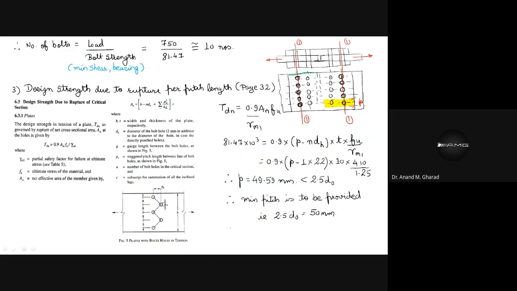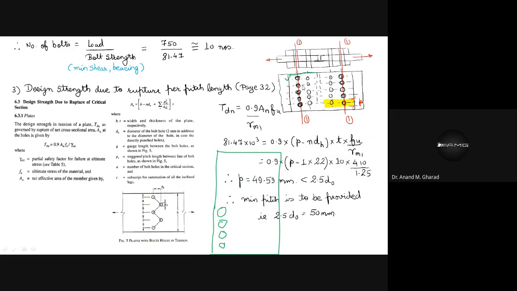Or if there is no constraint, even then the length of the plate will increase because we are arranging 10 bolts with a spacing of 50 mm center to center. So the length, whatever length we are providing for the plate, will be twice what we have given over here. Don't you feel so? Almost twice. Isn't it? So that way also we don't want things to get uneconomical.